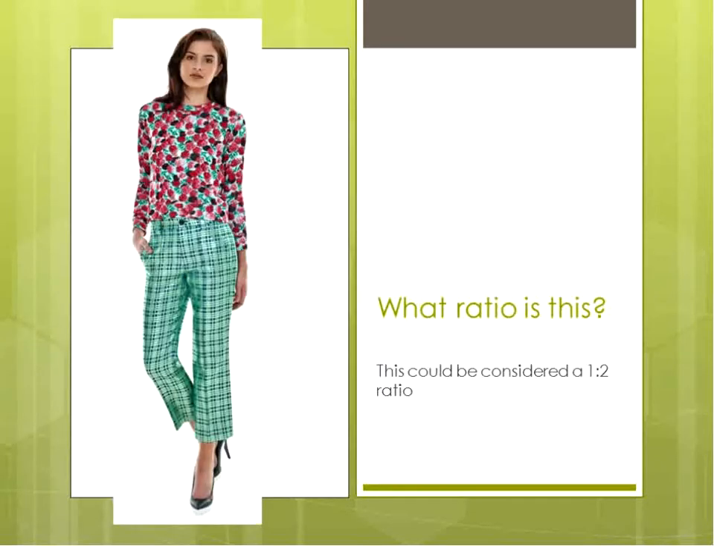All right. What ratio would this be? In here we have, let's see, pointer. Okay. From the shoulder to her waist, the top, in comparison to the length of the pant. This ratio would be considered a 1-to-2 ratio. It's approximately 1 shirt length to 2 pant lengths. If you doubled the length of the shirt, it would almost equal what the pant is.